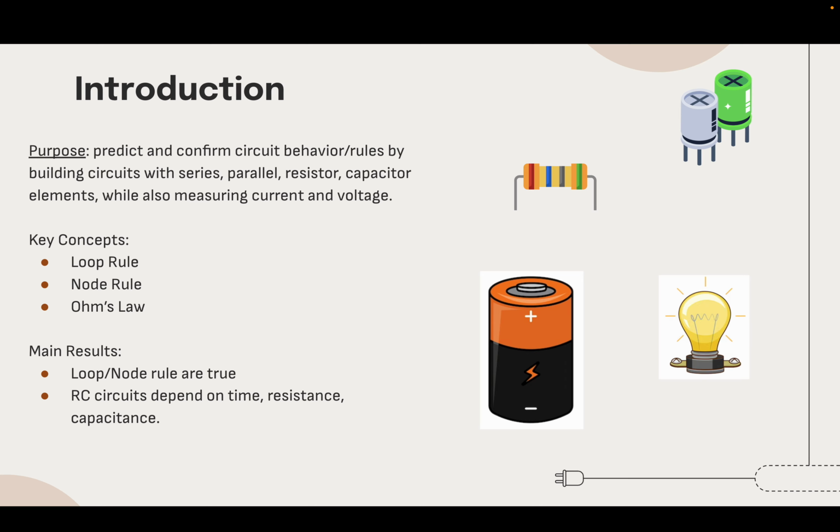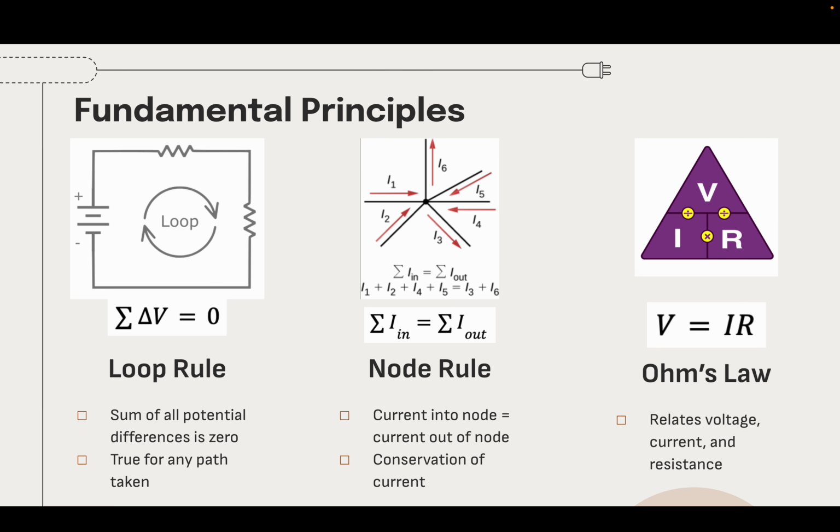The purpose of this lab is to predict and confirm circuit behavior and rules by building circuits with series, parallel, resistor, and capacitor elements. Key concepts used were loop rule, node rule, and Ohm's law. Our main results were that the loop and node rule hold true, and that our RC circuits depend on time, resistance, and capacitance.